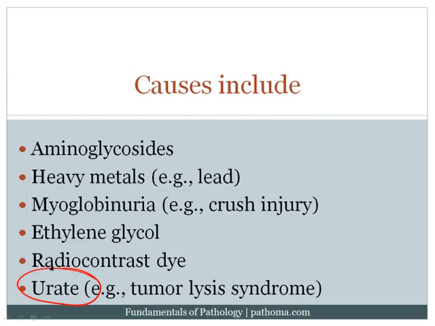Therefore, in order to avoid this tumor lysis syndrome, what we often do is we hydrate the patients to make sure that there's good flow going through the urine. And we can also use allopurinol, of course, to prevent the formation of uric acid.